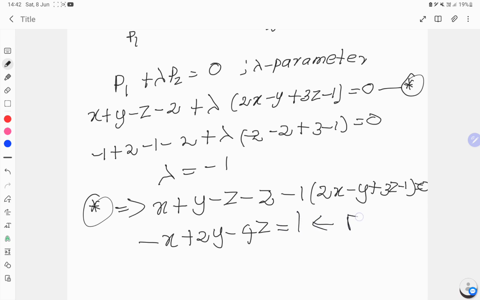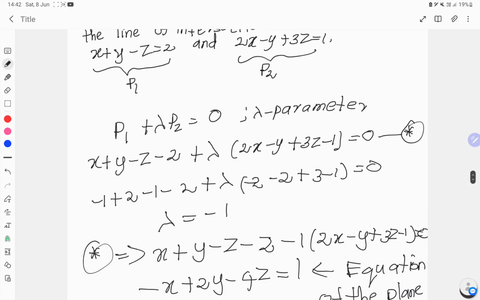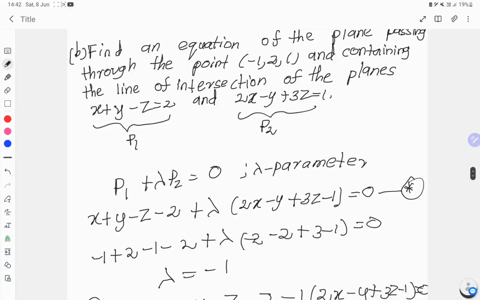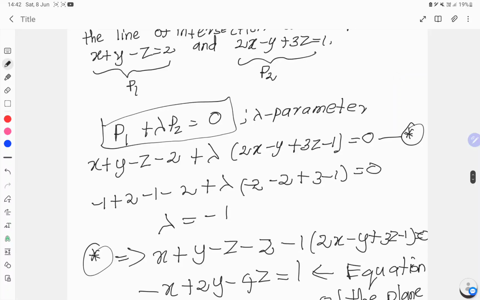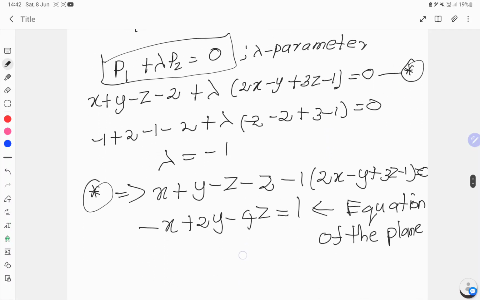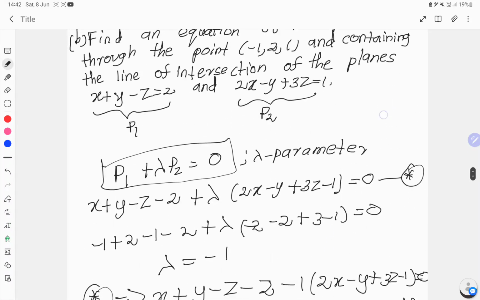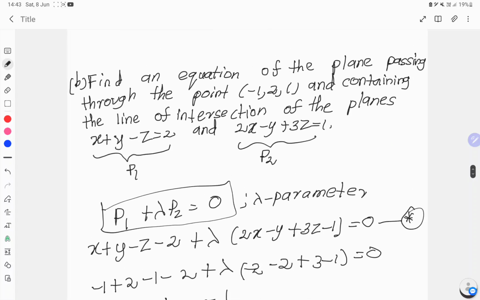This is the equation of the plane. This is a very simple method. If you are familiar with the before method, you can use that way also. This is very simple, like two equations. Therefore, first we write this equation, then we find the lambda value using the point, then substitute.